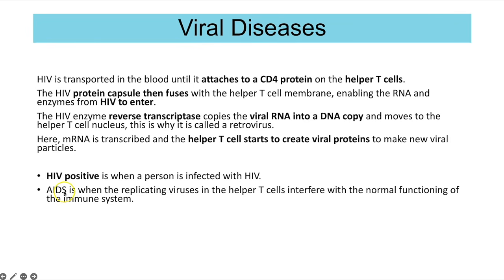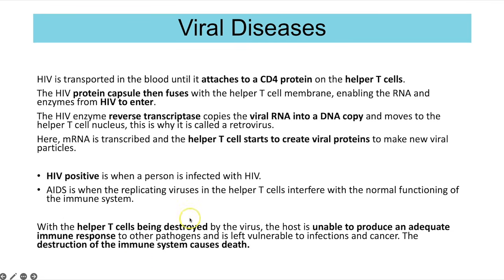So if I just go into a bit more detail on this, the point above where we talked about how HIV replicates inside of the host cell: once all of those viral proteins have been assembled to make a new virus particle, when you have enough new virus particles in that helper T cell, the helper T cell gets destroyed. And if you have lots of helper T cells being destroyed, that means your immune system is compromised and it won't function normally. And that is when someone has AIDS.